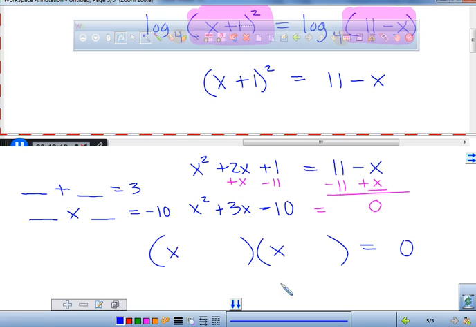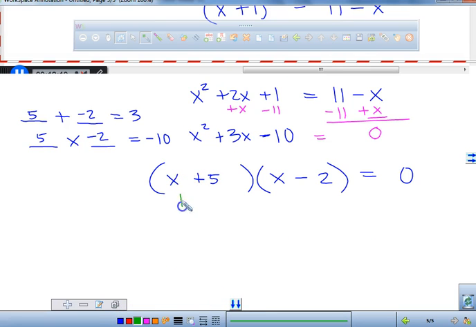And the two numbers that work are, Austin? 5 and -2. Those numbers work. So I'm going to put a +5 and a -2. Now these are the factors. It's not our final answer. Our final answer is what number, when plugged in, would make this added to 5 equal a 0? And that would be a -5. And what number would I have to plug in here to make this equal to 0? 2. So you'd say our solution set is a -5 and a 2.